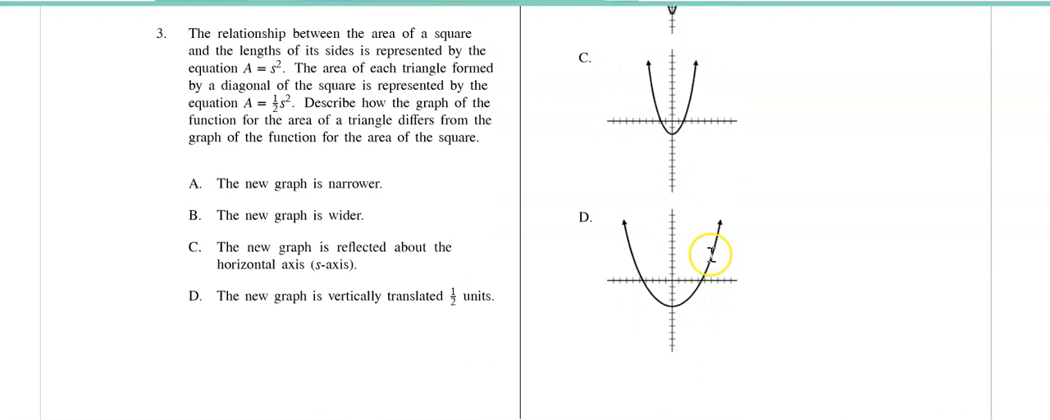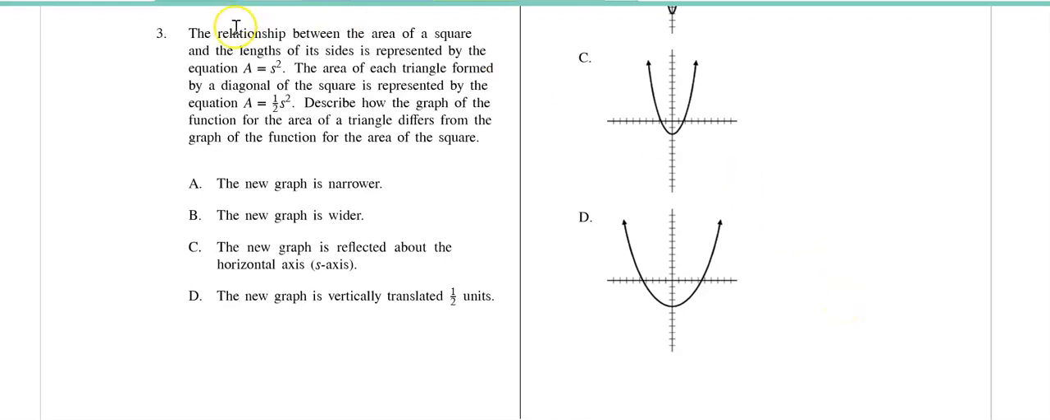Next, number 3. The relationship between the area of a square and the lengths of its sides is represented by the equation a equals s squared. The area of each triangle formed by a diagonal of the square is represented by the equation a equals 1/2 s squared. Describe how the graph of the function for the area of a triangle differs from the graph of the function for the area of the square.